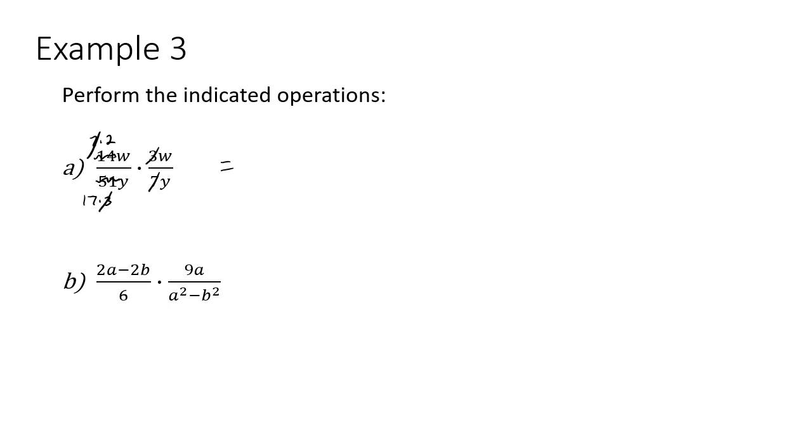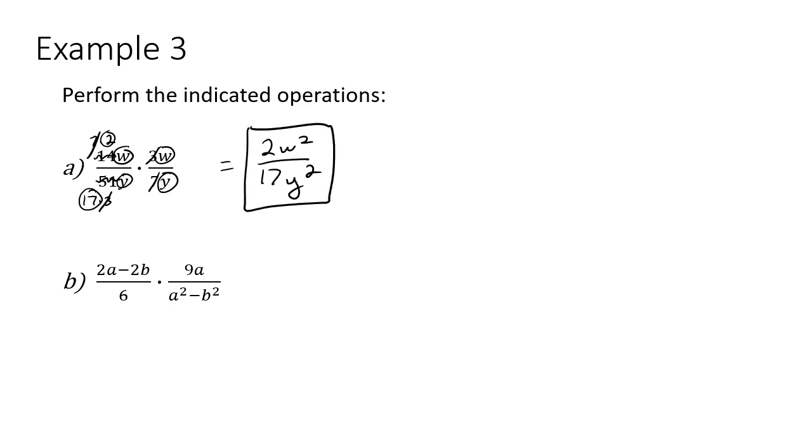Which means what we're left with after all of that cancellation is done, in the top we've got 2w, or when multiplied together, 2w squared. And in the denominator, we're left with 17y, or 17y squared.